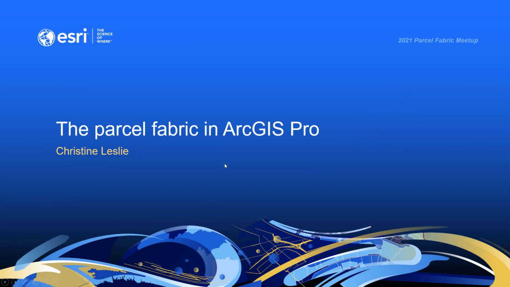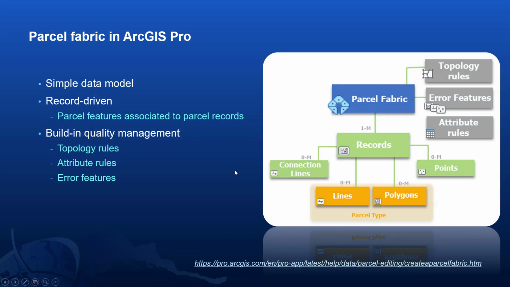So Christine was presenting this in the original presentation, but I'm going to try to do as good a job as Christine did. So what is a parcel fabric in Pro? A parcel fabric is basically a controller data set. It controls other feature classes. Those feature classes, unlike ArcMap, are simple feature classes. Those are points, lines, polygons. The records feature class itself is a polygon class as well.